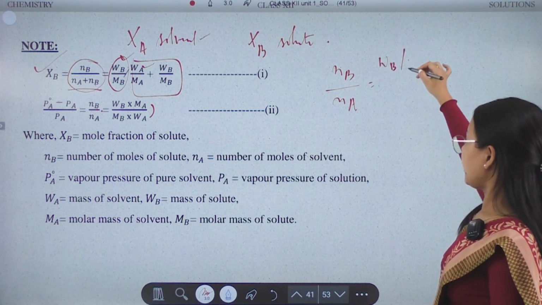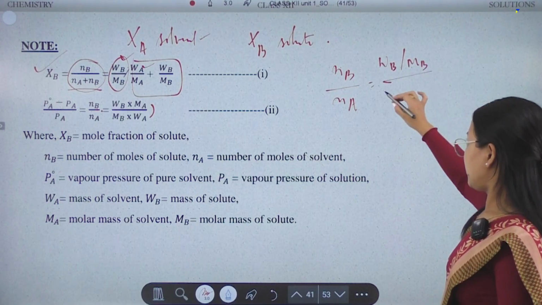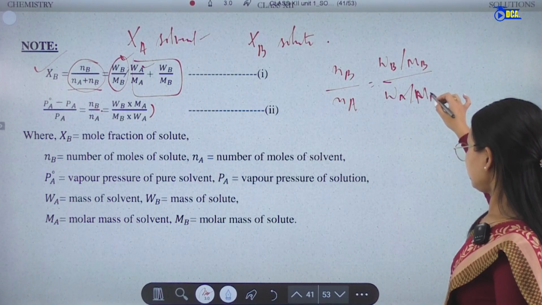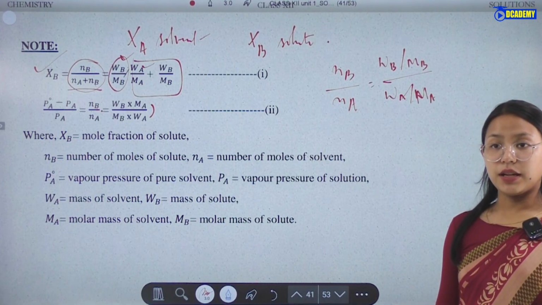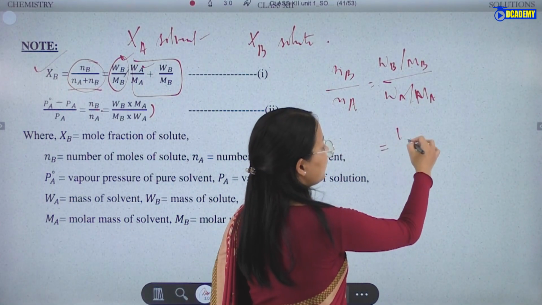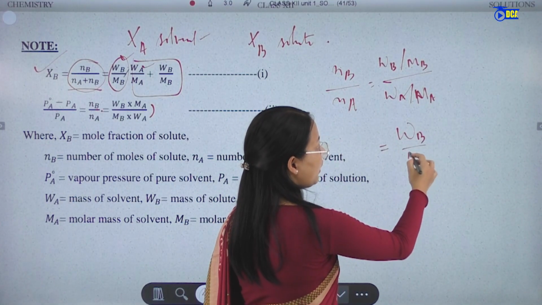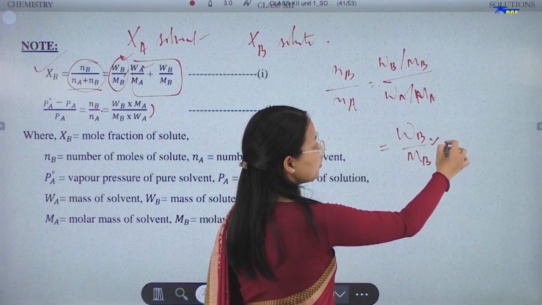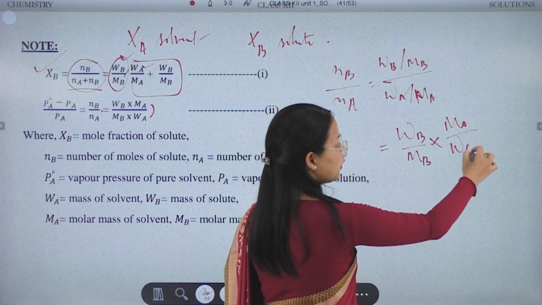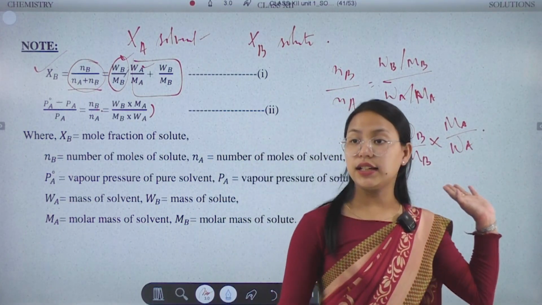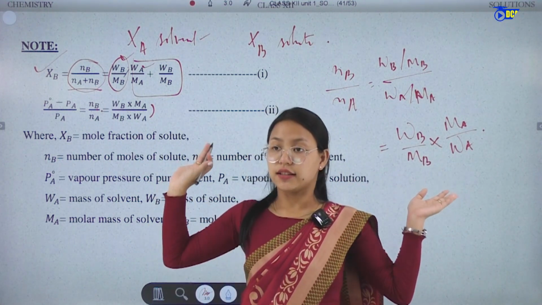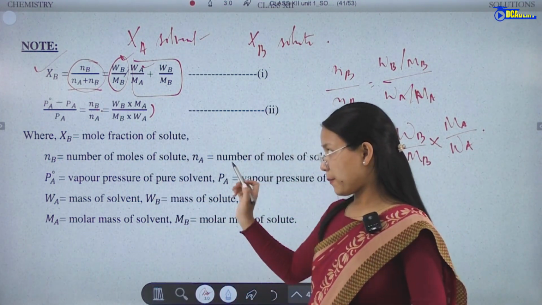WB divided by MB divided by WA divided by MA. That becomes WB divided by MB into MA divided by WA. Okay, that is the next step.